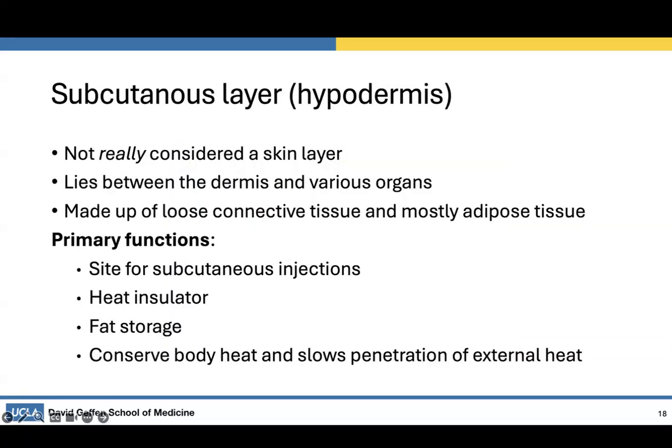While not technically a layer of the skin, the hypodermis, or subcutaneous layer, is a layer of fat and connective tissue that insulates the body, stores energy, and provides a cushion. The subcutaneous layer lies between the dermis and the various underlying organs. This area of the body serves as the primary site for subcutaneous injections, although not widely used in EMS anymore. Most injections are intramuscular, if not intravenous or intraosseous.